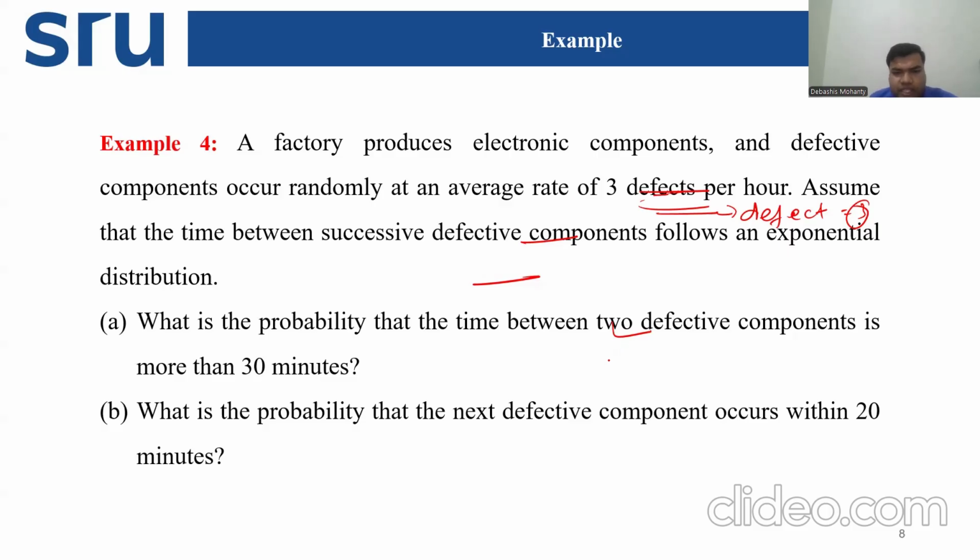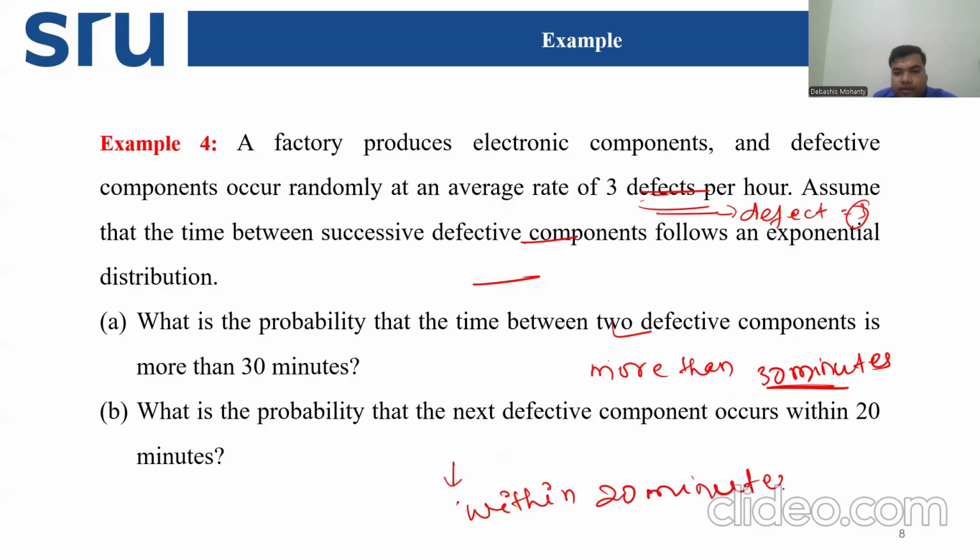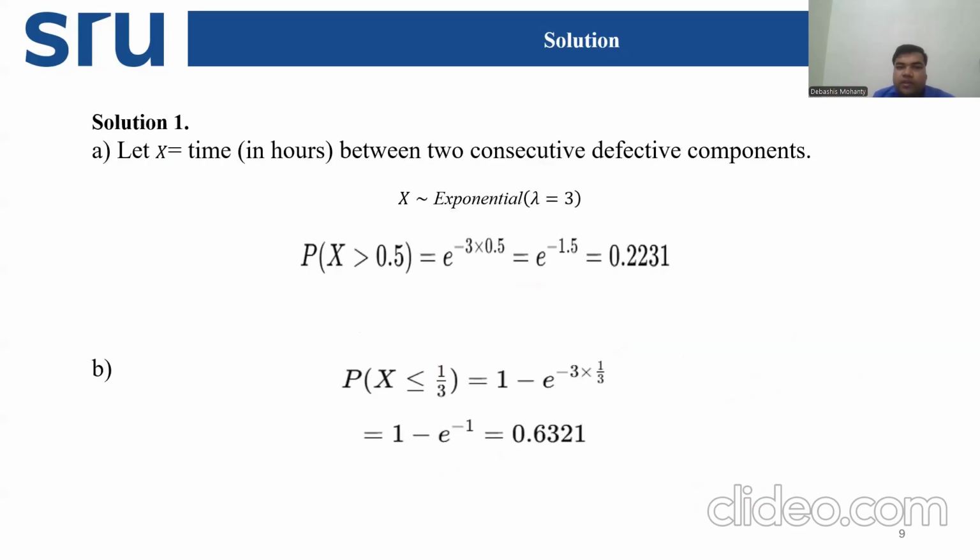The first question is asking: what is the probability that the time between two defective components is more than 30 minutes? More than 30 minutes. That is the first question. Try to understand the term more than. And the second question: what is the probability the next defective component occurs within 20 minutes? So this is a very good question. First question we'll discuss. Directly we'll apply the formula.